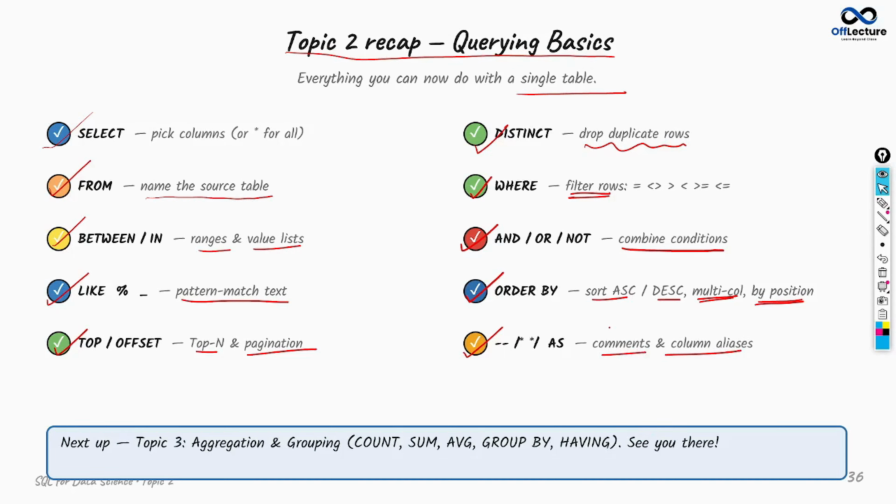In the next topic, that is topic 3, we will understand aggregation and grouping, how we can group our data, and how we can aggregate our data using the group by and having clauses and the aggregation commands like count, sum and average. See you there. Thank you.